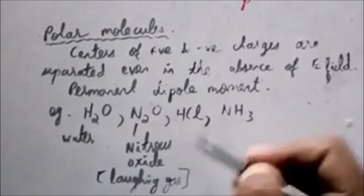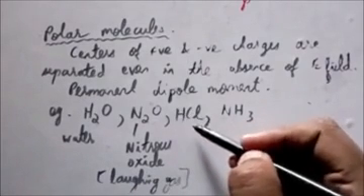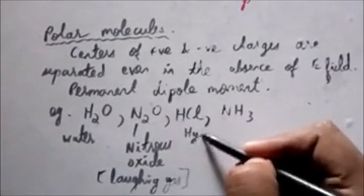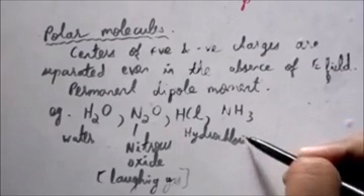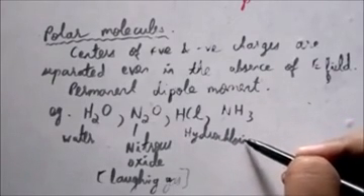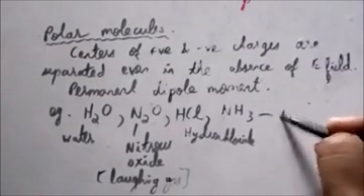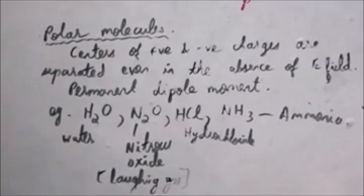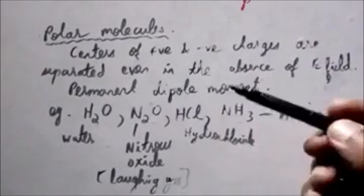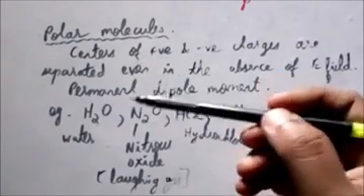Then HCl, that means hydrogen chloride. We use it in hydrochloric acid. Then NH3 means ammonia. It's used in cleaning liquids. Now let's see some pictures to show polar molecules.